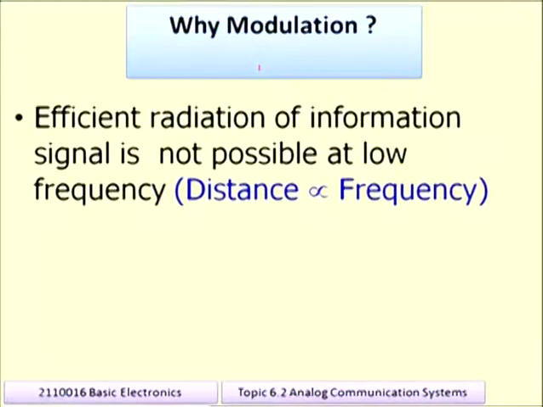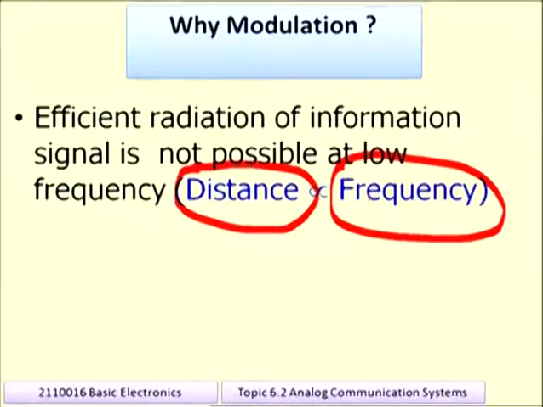Then another thing is that efficient radiation of an information signal is possible only at high frequency. At low frequency, efficient radiation is not possible. If you try to transmit a low frequency signal on free space, after a certain distance it will attenuate and will not reach the destination. As you increase the frequency of transmission, the distance automatically increases. So distance is proportional to the frequency. With a higher carrier frequency, the distance traveled by the electromagnetic wave will be more, because efficient radiation is possible at high frequency.